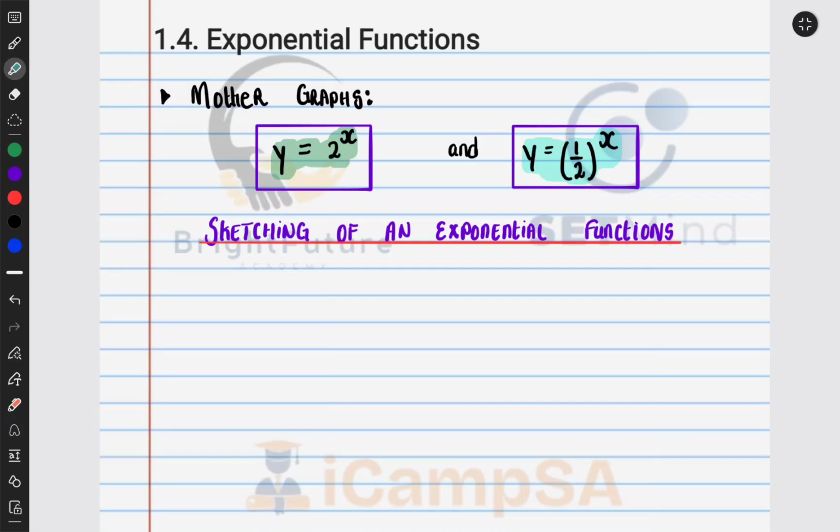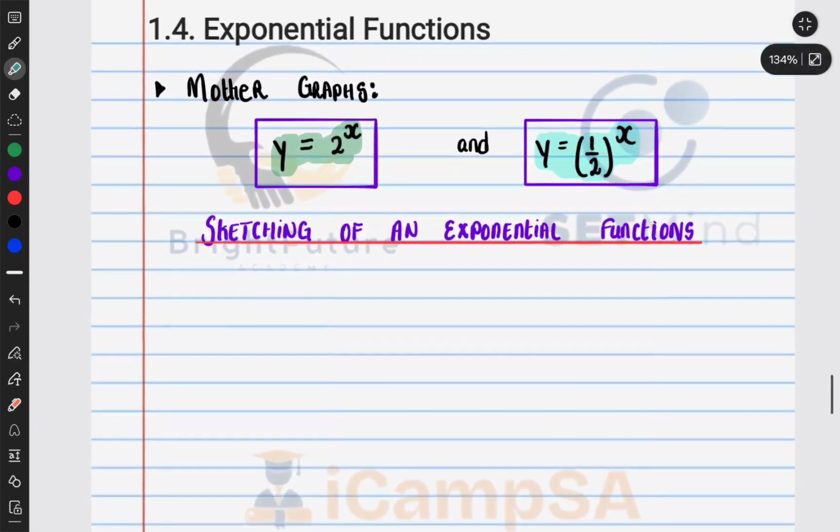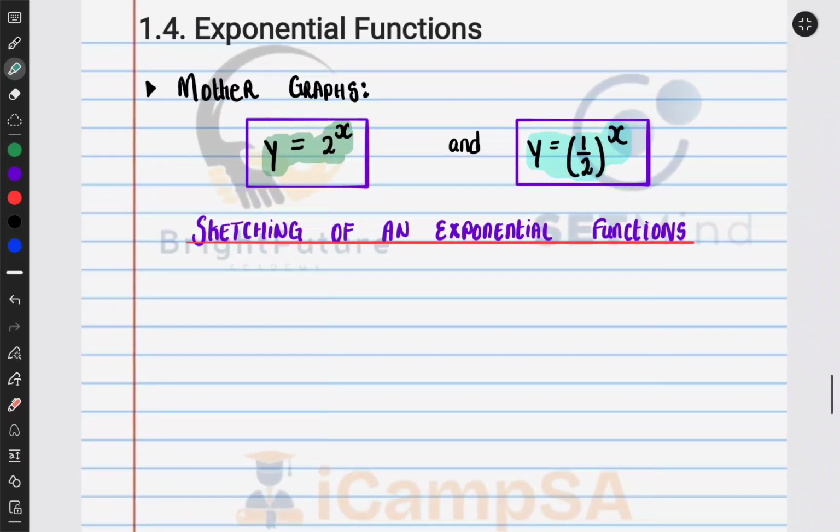You will see once we start sketching these functions that they actually come out a bit different, but they are both exponential functions. Just that one is an increasing exponential function and the other one is a decreasing exponential function. So that you can get a visual understanding of how these functions come out, let's go ahead and sketch the functions.